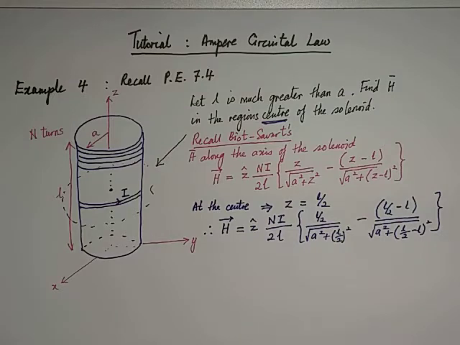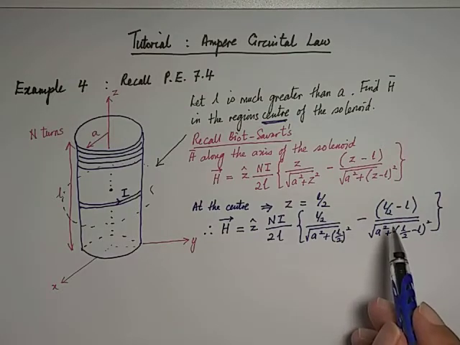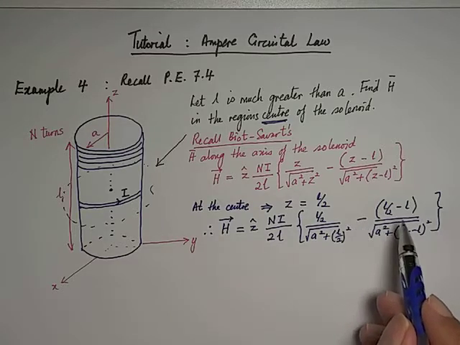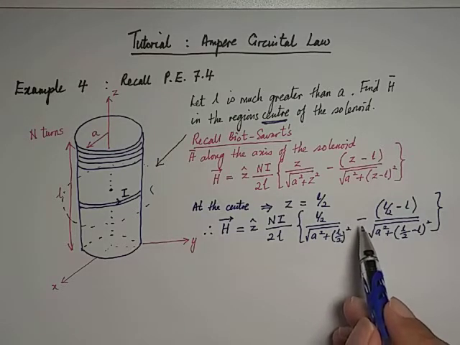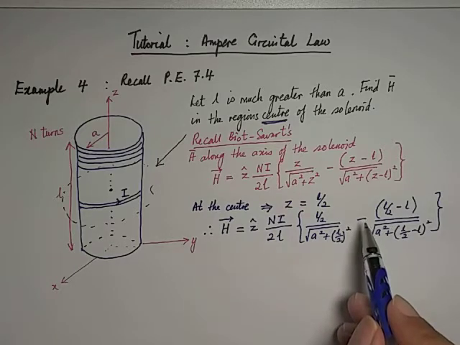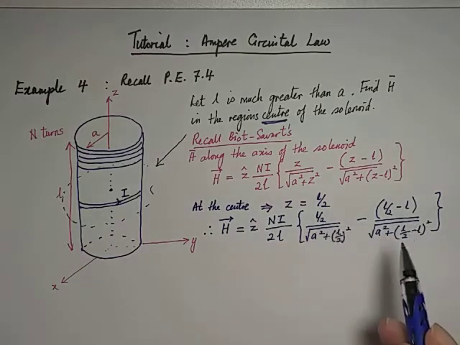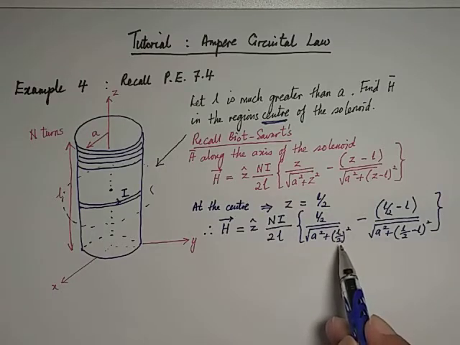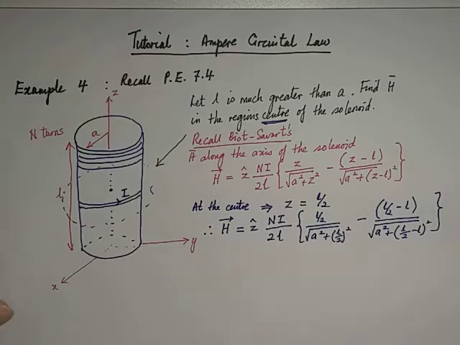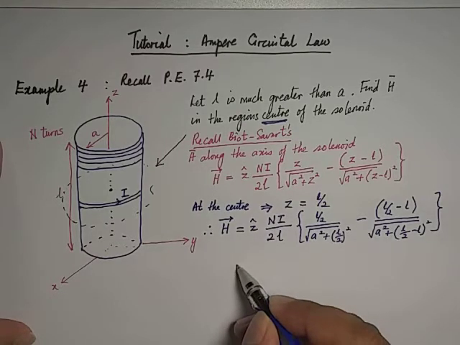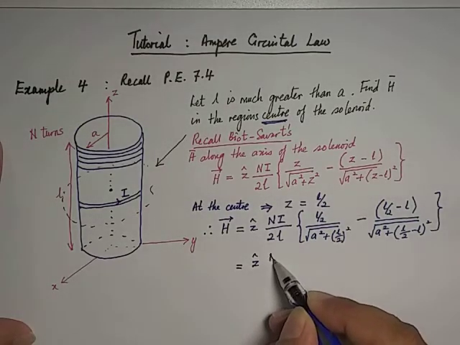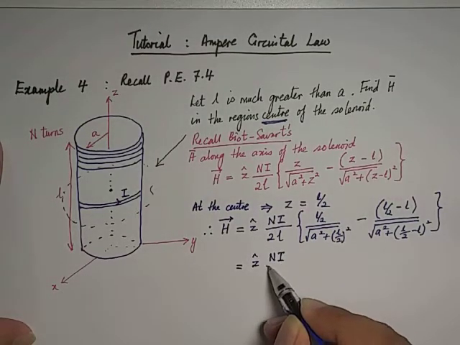Okay, so let's solve the mathematics. Now it becomes negative L over 2 here. So negative with negative becomes plus. Now L over 2 plus L over 2 will become L. That's going to be the upper part of this fraction. And then this one, L over 2 again, they are the same. So I'm going to simplify the mathematics, and it becomes z and NI over 2L.